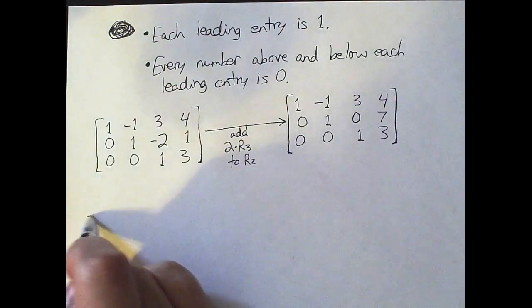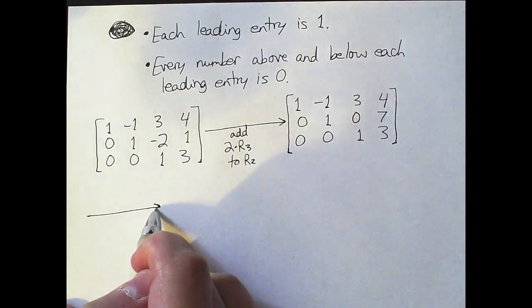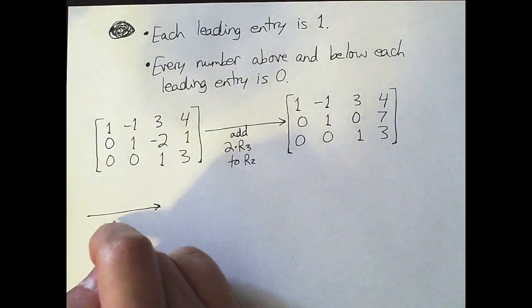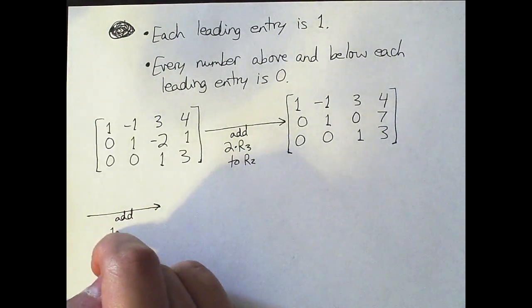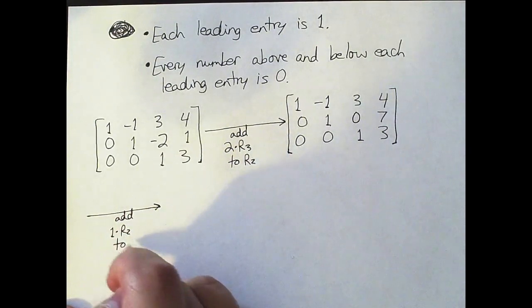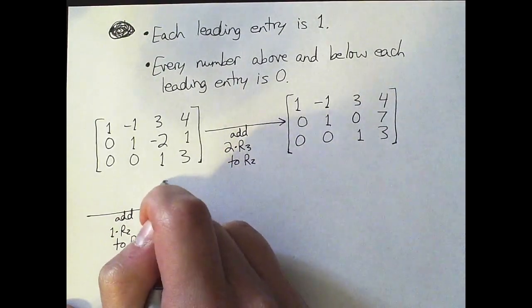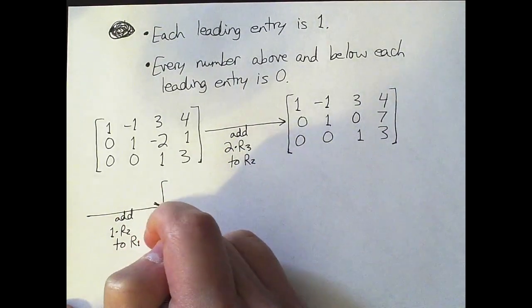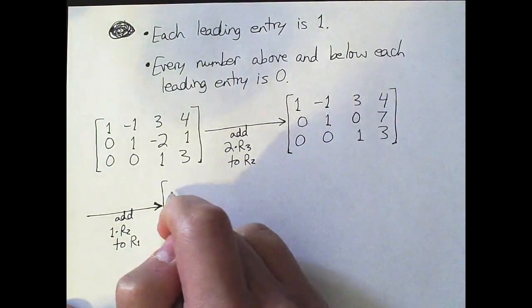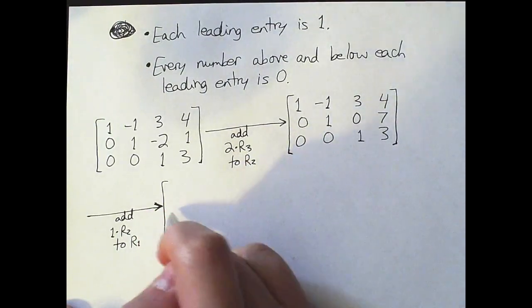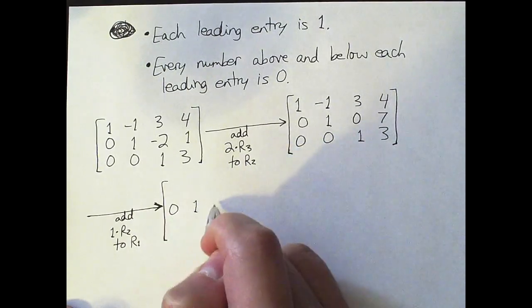Next, we need to get more things to be zeros. How about we add 1 times row 2 to row 1. I think earlier we weren't really changing row 1, but now I want to change it because it needs some zeros in it. So I guess we'll write row 2 and 3 first.